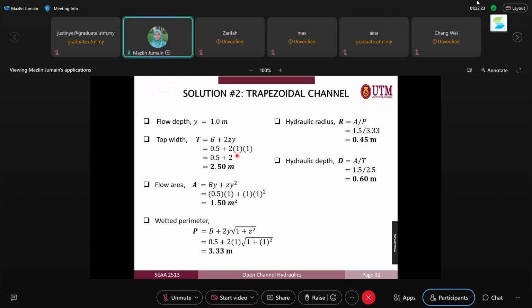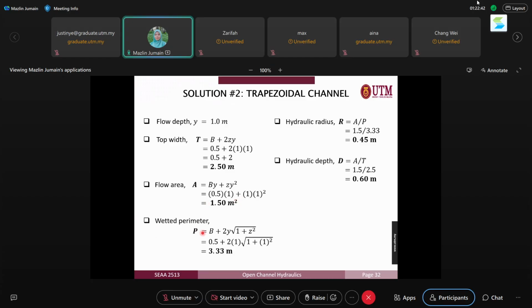Okay. And then next, to calculate the flow area, so A equal to (B plus Zy) times y. And then you just replace the value. Okay. Then you will get 1.6 meters square.